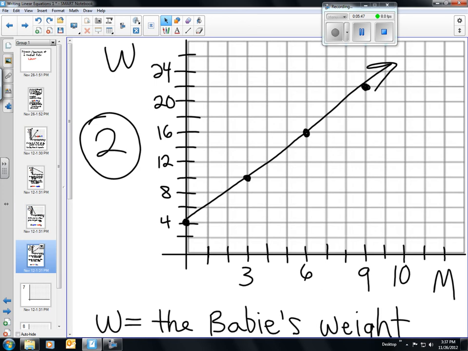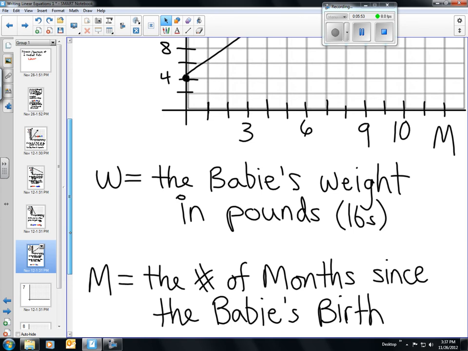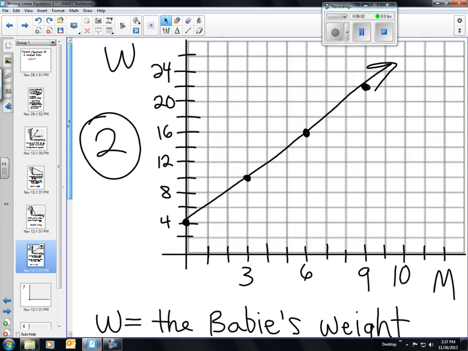And number two, we have W and M being our variables. Let's go ahead and say that W is the baby's weight in pounds, and M is the number of months since the baby's birth. So we're writing an equation for how much this baby weighs after a certain number of months after it's been born.